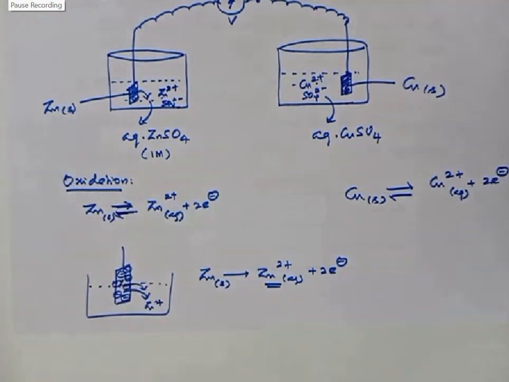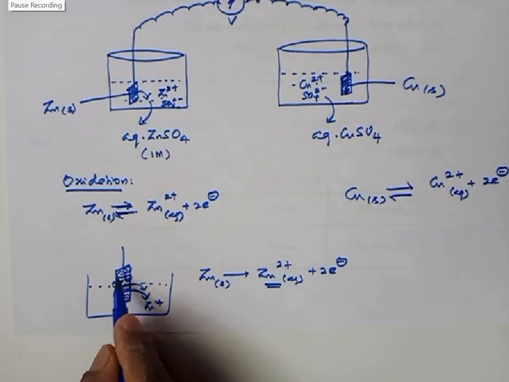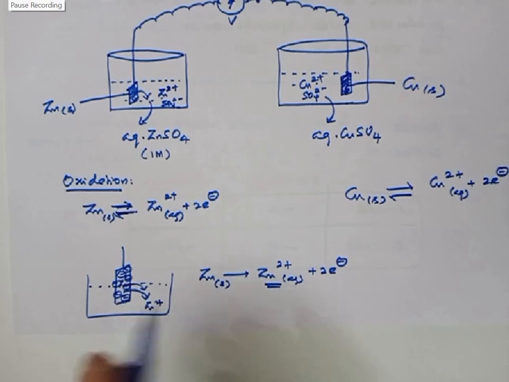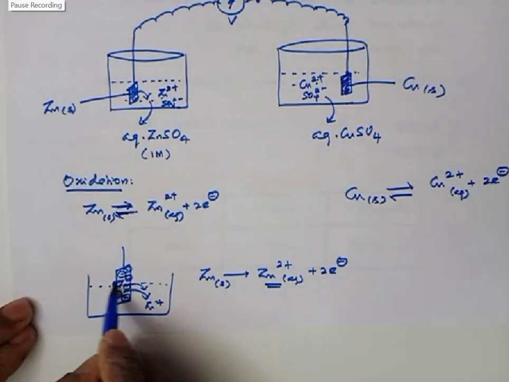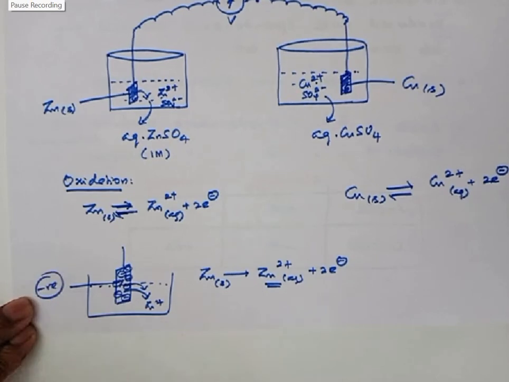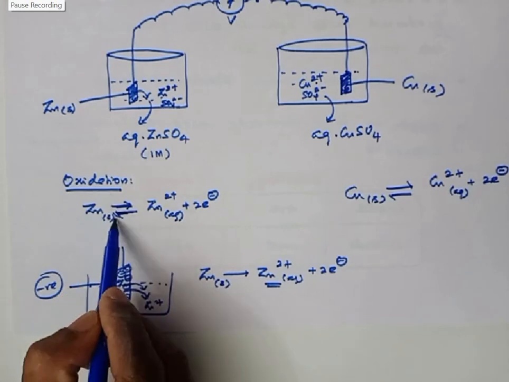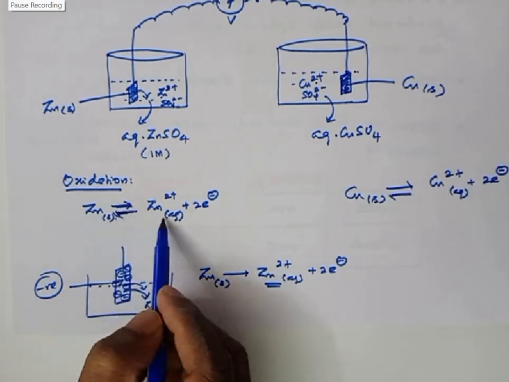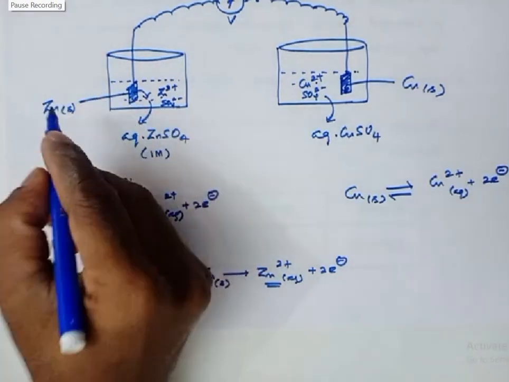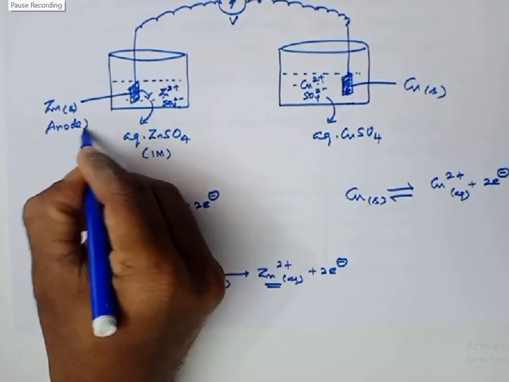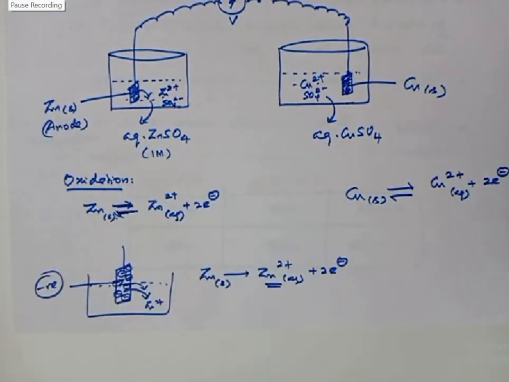Because the solution is positive, and now the electrode carries a lot of negative charge, correct? Students, that electrode surface now has many electrons. Electrons carry negative charge, therefore the electrode charge is negative. Why is the electrode charge negative? Because the electrode now contains a lot of electrons. And what reaction occurs here? Oxidation reaction. Whenever an oxidation reaction takes place, we call that electrode the anode. I have told you, the anode is an electrode where oxidation takes place.